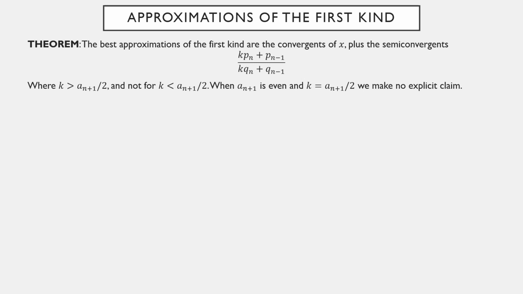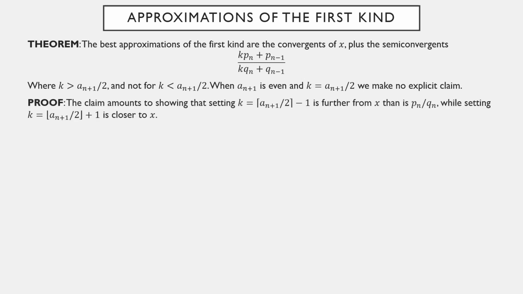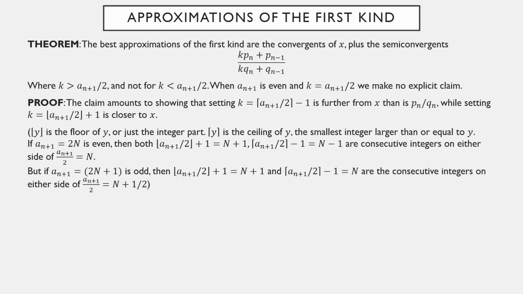All right, so here's the statement of our theorem. Now it amounts to showing that when k is the ceiling of half a_{n+1} minus 1, that's too far away from x, whereas if k is the floor of half a_{n+1}, that is closer to x. This floor is just rounding down.